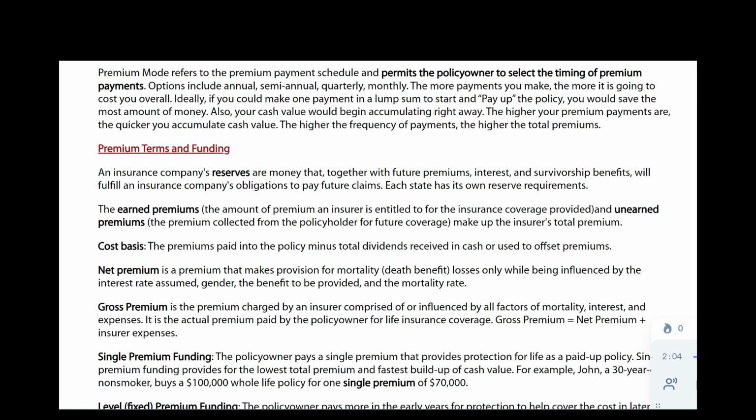An insurance company's reserves are money that, together with future premiums, interest, and survivorship benefits, will fulfill an insurance company's obligations to pay future claims. Each state has its own reserve requirements.